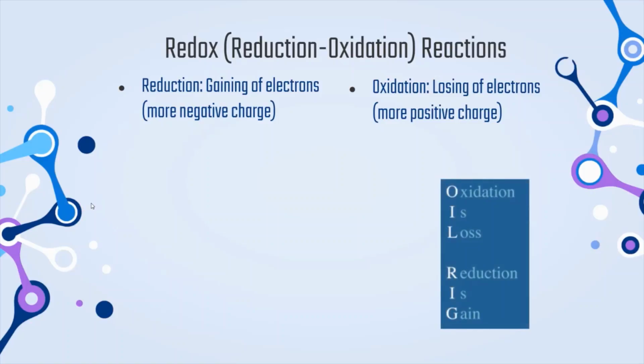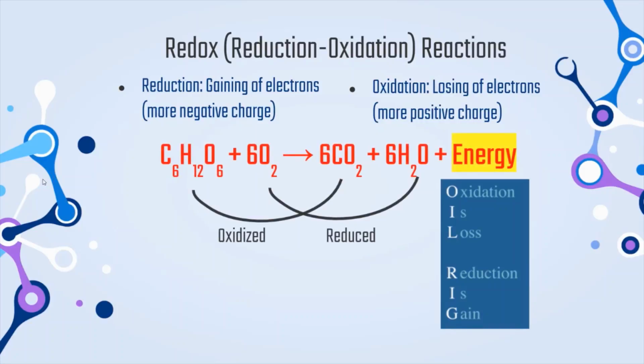One way you can remember this is through OIL RIG. Oxidation is loss and reduction is gain. So let's see how cellular respiration plays into this. In this equation, you can see that glucose is being oxidized into carbon dioxide, whereas oxygen is being reduced into water. And in cellular respiration, energy is also produced in the form of ATP. And respiration is an exergonic reaction, meaning it releases energy.